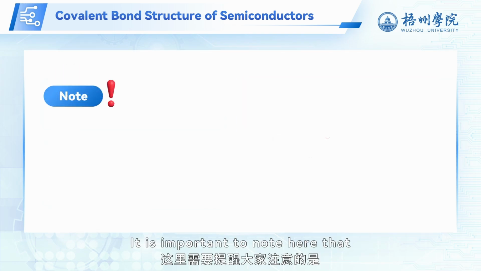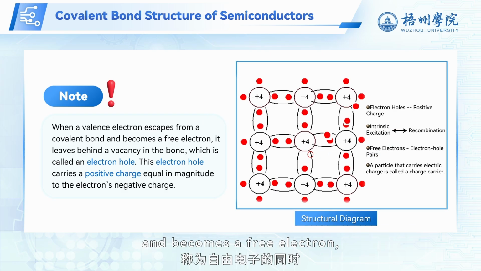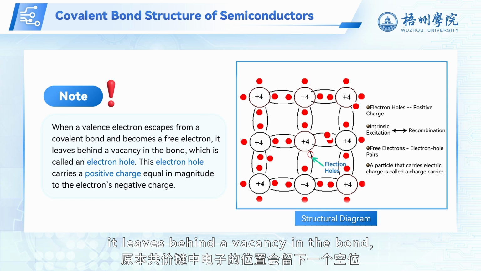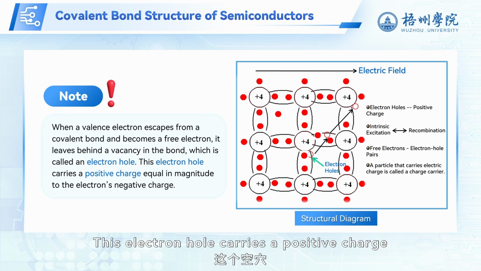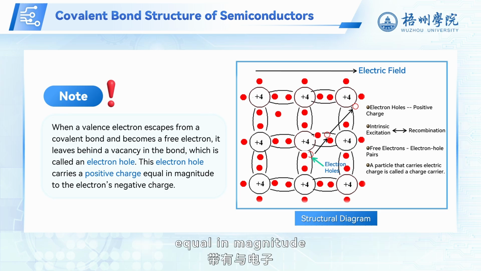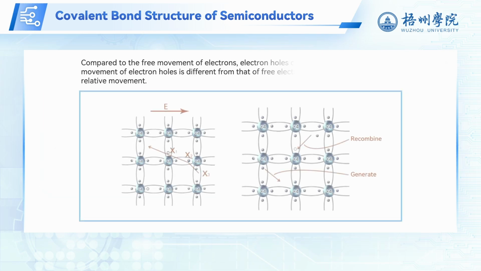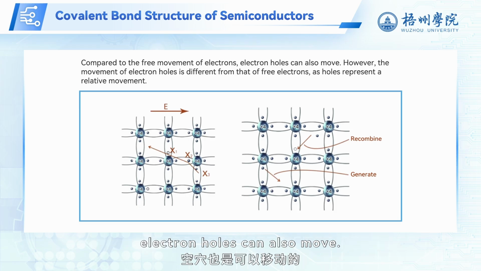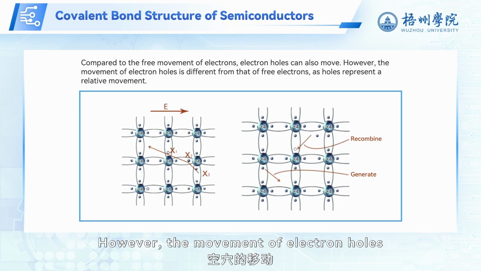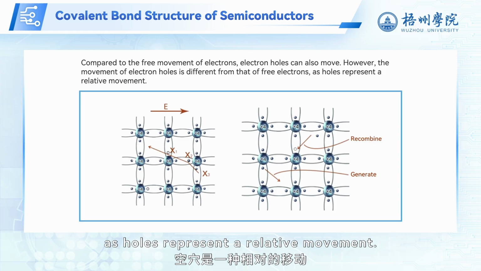It is important to note here that when a valence electron escapes from a covalent bond and becomes a free electron, it leaves behind a vacancy in the bond, which is called an electron hole. This electron hole carries a positive charge equal in magnitude to the electron's negative charge. Compared to the free movement of electrons, electron holes can also move. However, the movement of electron holes is different from that of free electrons, as holes represent a relative movement.